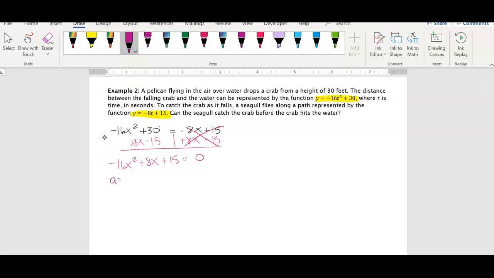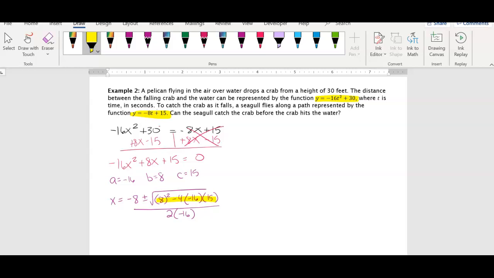So a is going to be a different number. I have negative 16, b is 8, c is 15. So we're going to have some big numbers on this. So x equals the opposite sign of b, negative 8, plus or minus the square root of 8 squared minus 4 times a times c, all over 2 times a. Now I take what's under the radical and I put it in the calculator to see what that equals.